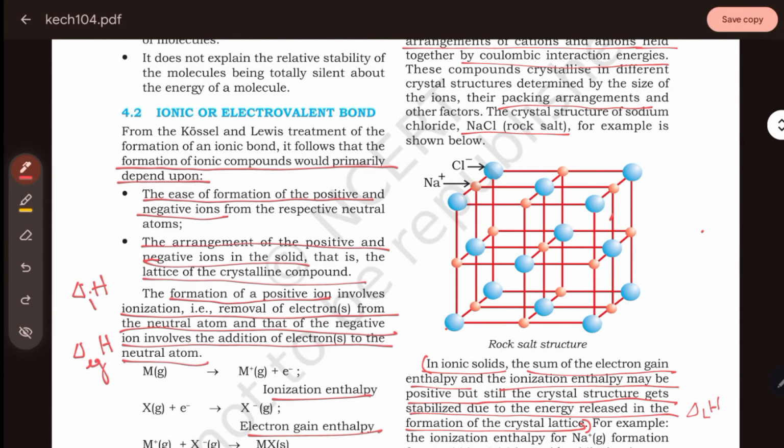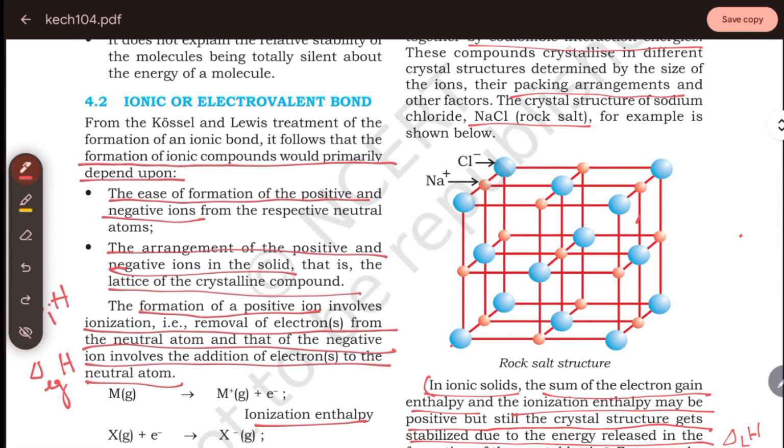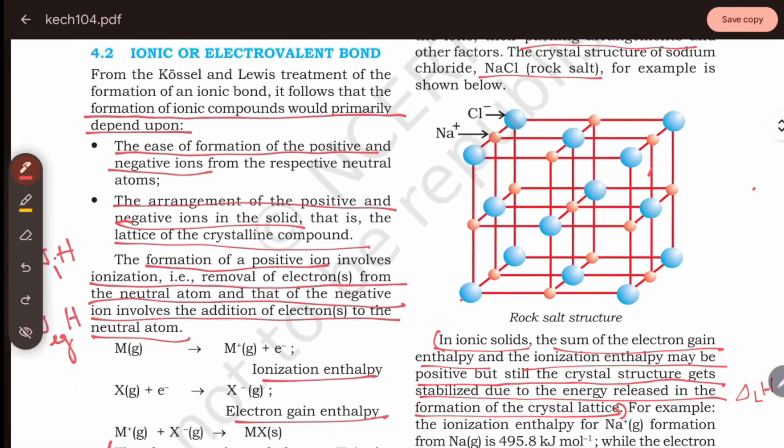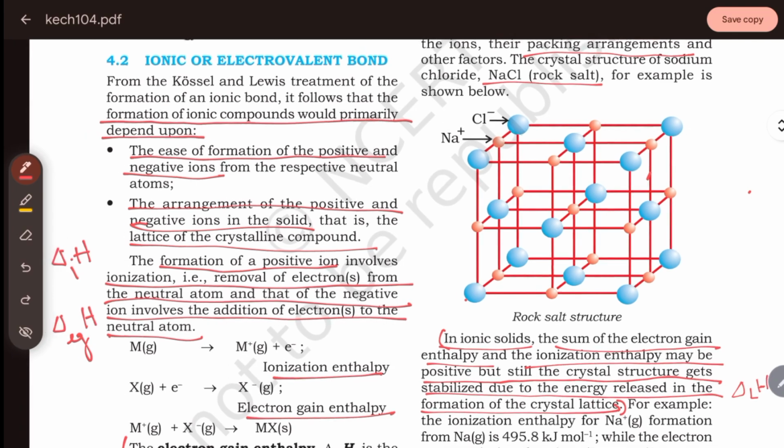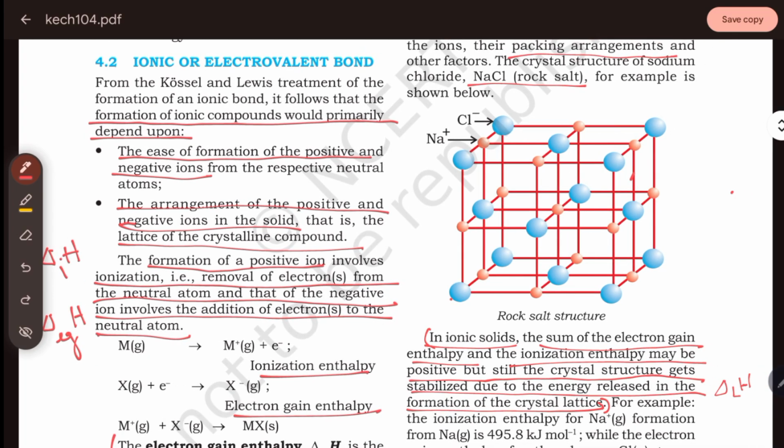Hello everyone. Let us see the formation of ionic bond or electrovalent bond. Electrovalent bond or ionic bond is obtained by gain and loss of electron, and finally the electrostatic interaction that exists between the cation and the anion thus obtained. So the formation of ionic compound will depend on ease of formation of the positive and negative ion.